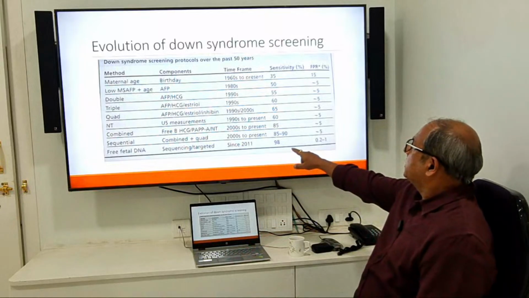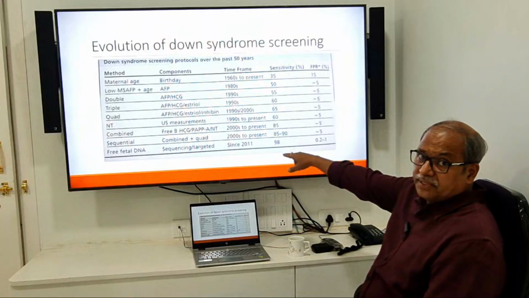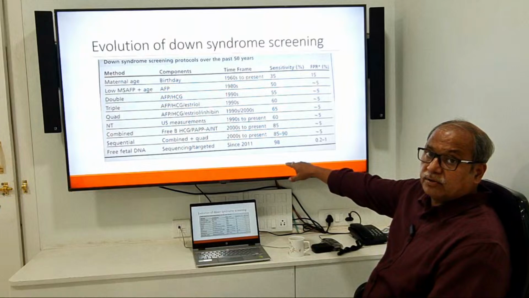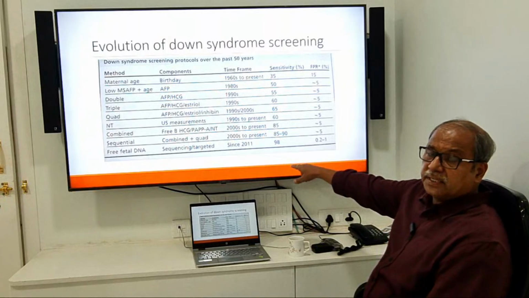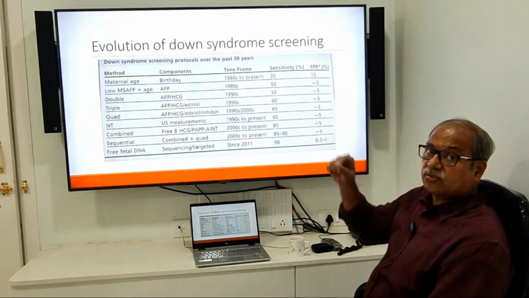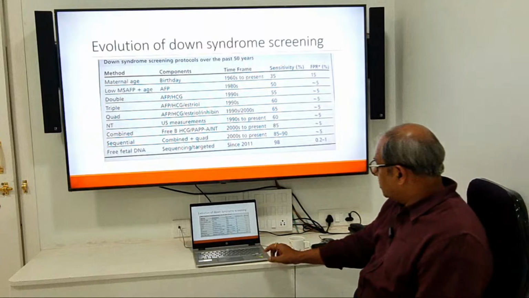It shows a 98% sensitivity, but 98% sensitivity doesn't mean 98% positive predictive value. That means it doesn't give a 98% chance that the baby will actually come with Down syndrome. Why it is so, I will come to it.